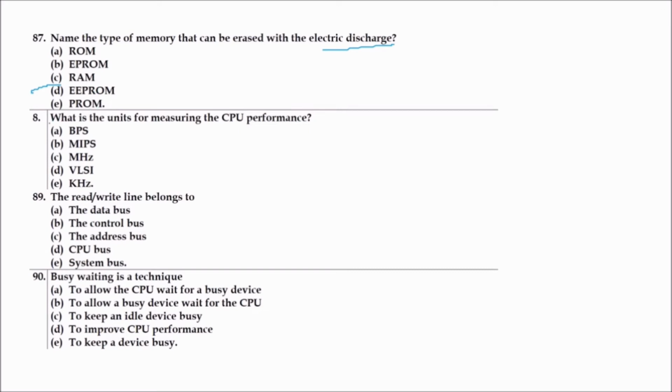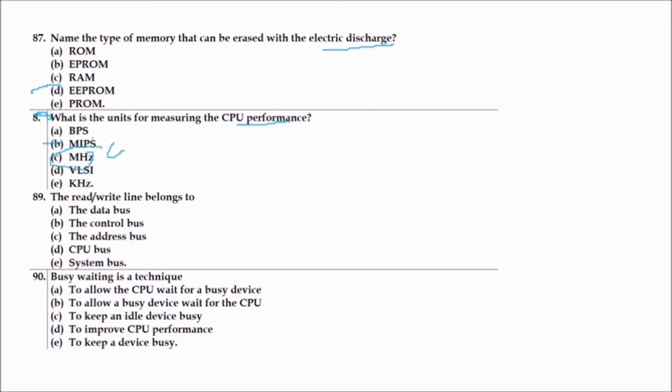Now 88. What is the unit of measuring the CPU performance? CPU performance. Is it MIPS or any other? Measuring the CPU performance. The answer is, we can measure the CPU performance in terms of megahertz. This is the answer, C.